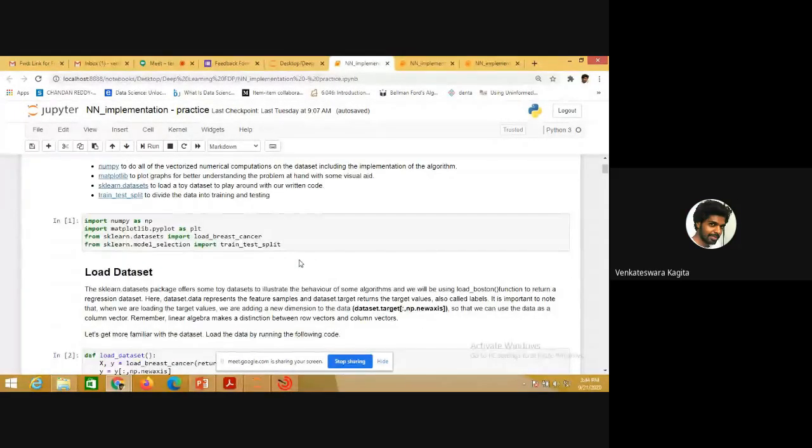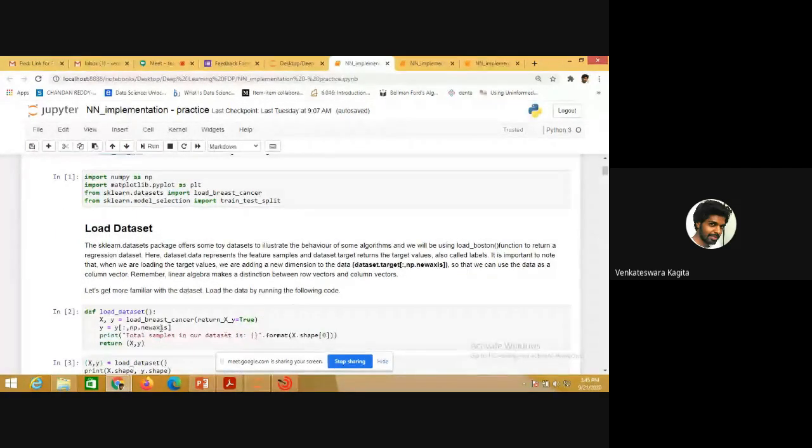So I imported these packages: NumPy, matplotlib, sklearn.datasets, and train test split. NumPy is for the vectorized computations. Matplotlib is to plot the graphs for better understanding. sklearn.datasets is to load toy datasets to play around with the written code, and train test split is to divide the data into training and testing, for the testing purpose. So we've loaded the dataset initially. I loaded the breast cancer dataset, which is a binary dataset: given a set of features, our target variable is whether there is a cancer or not, whether it's a tumor or not.